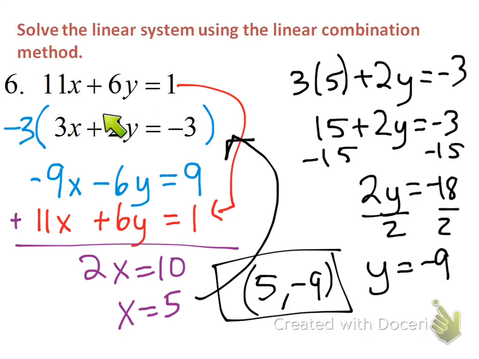If I plug that in, I'd get 55 minus 54 equals 1. That works. 15 minus 18 is -3, so it works there as well. Questions?